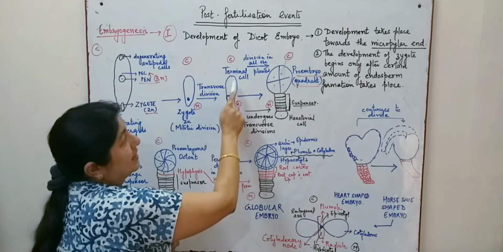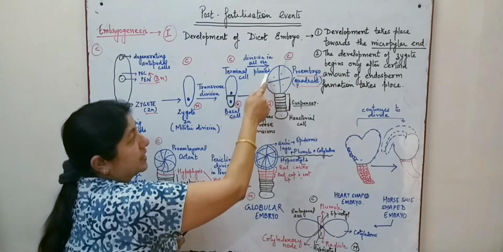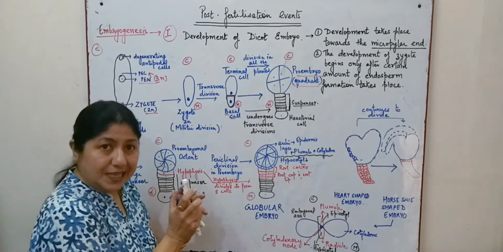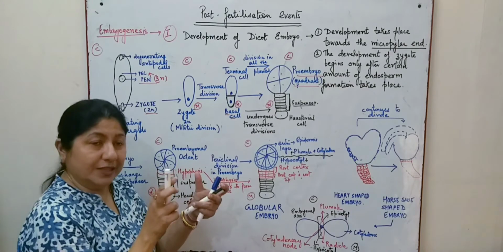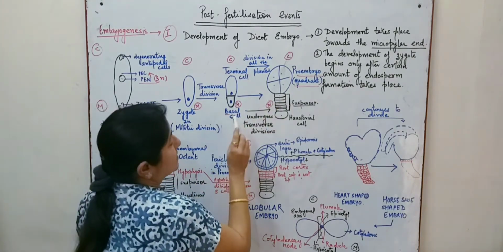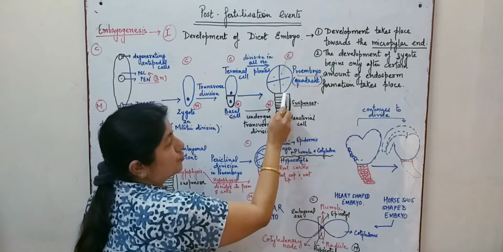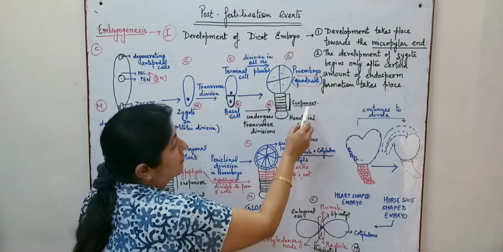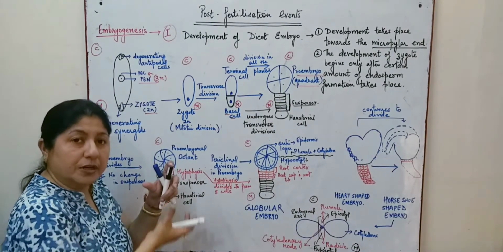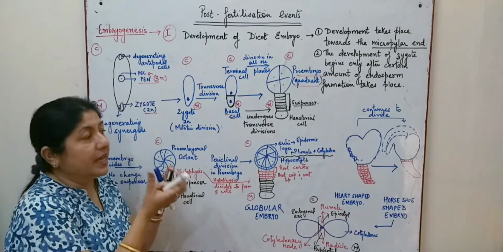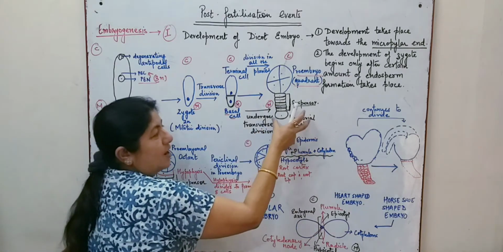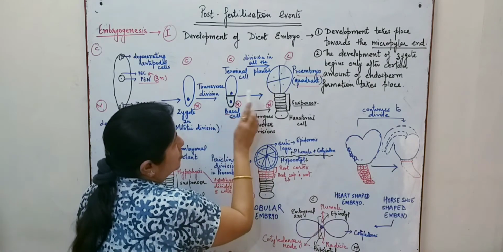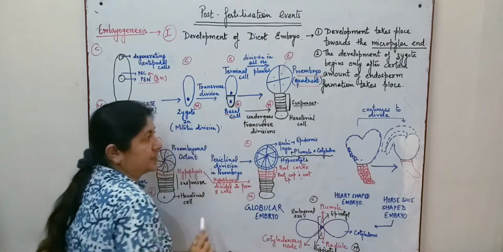The terminal cell divides in all the planes to give rise to a rounded globular structure, which is known as the proembryo, and it is a mass of cells. We are able to see cells from one side only. Then we have the basal cell. The basal cell divides to form the suspensor and the haustorial cell. The function of the suspensor is to push the developing embryo inside the endosperm, and the haustorial cell holds on to that. This is the structure which develops from the terminal cell and the basal cell.